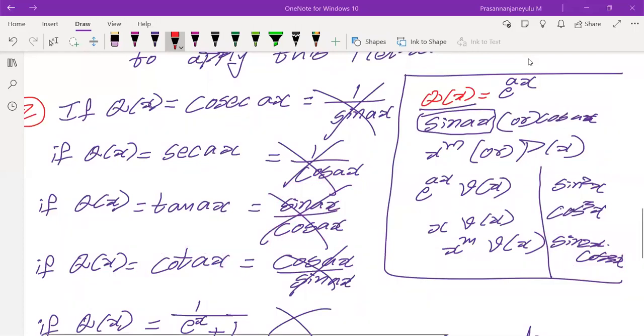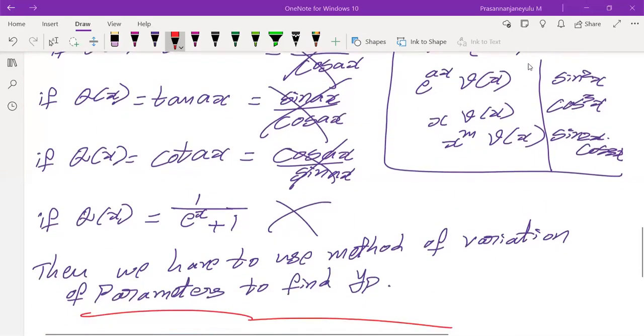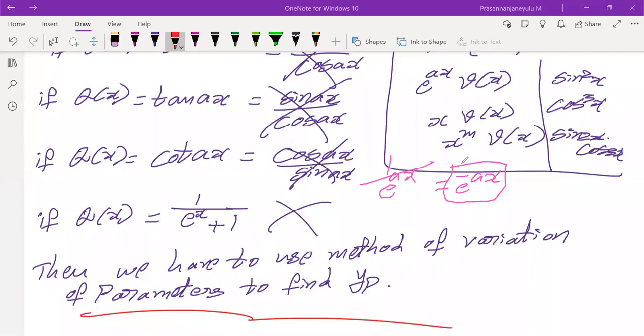And also, one more point. I'm taking here simply 1 by e power x. Whenever 1 by e power ax is there, then it is type 1, because we can reduce it into e power minus ax. Then we can apply type 1. But whenever the denominator contains plus 1 like this or minus 1 like this, then also we cannot apply type 1.